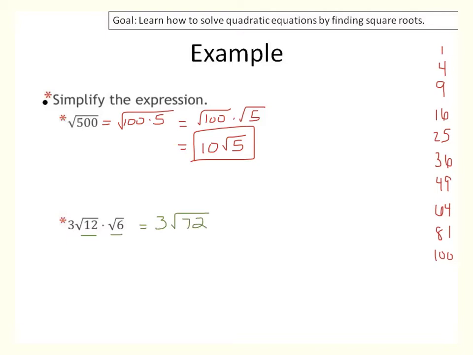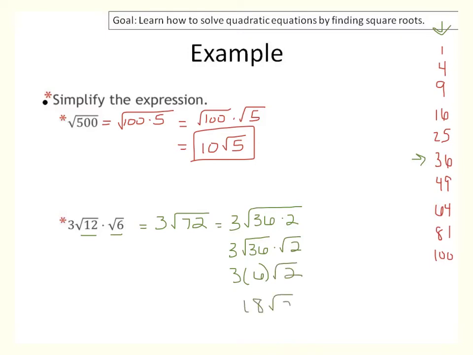Okay, and then I'm going to look at this list of perfect squares over here and say, which of those is the greatest number that goes into 72? I believe the answer is 36. So then I can write this as 3 square root of 36 times 2, which is the same thing as 3 times the square root of 36 times the square root of 2, which is 3 times 6. So we get 18 square root of 2.